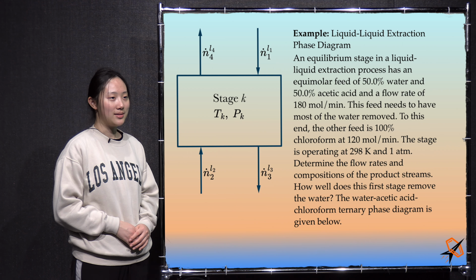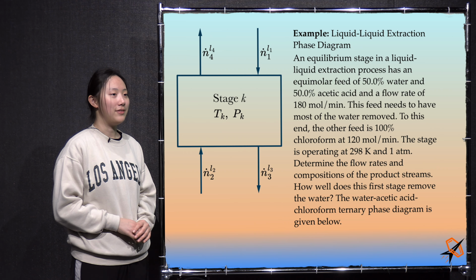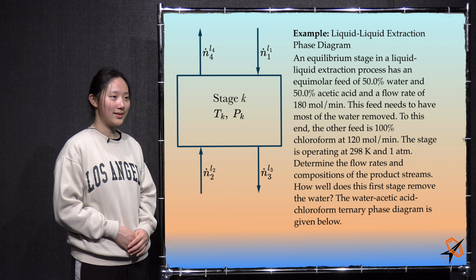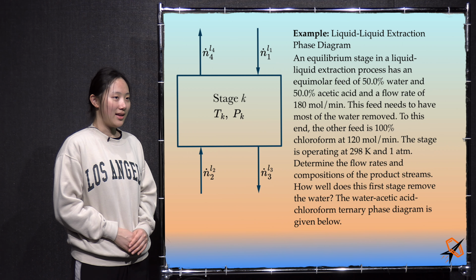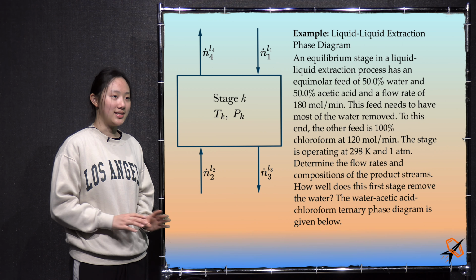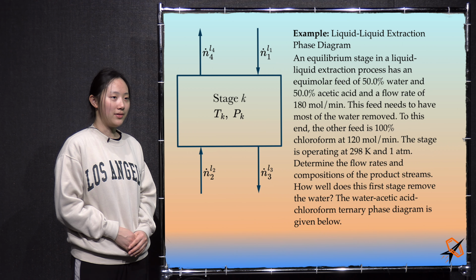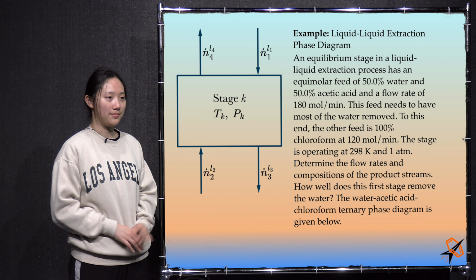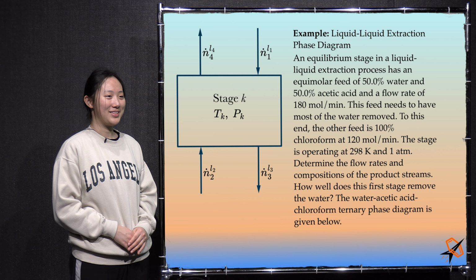The problem statement reads: an equilibrium stage in the liquid extraction process has an equal molar feed of 50% water and 50% acetic acid and a flow rate of 180 mol per minute. This feed needs to have most of the water removed. To this end, the other feed is 100% chloroform at 120 mol per minute. The stage is operating at 298 kelvins and 1 atm. Determine the flow rates and compositions of the product streams. How well does the first stage remove the water? The water, acetic acid, chloroform ternary phase diagram is given below.